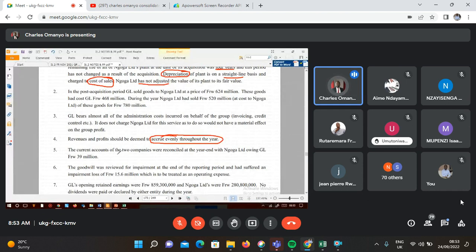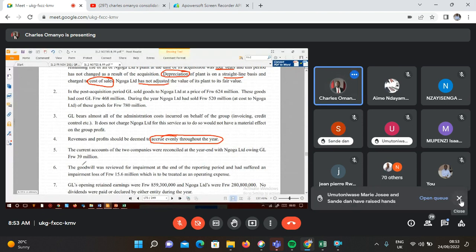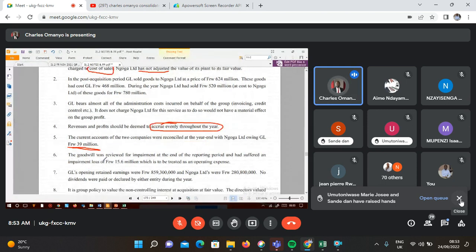The current accounts of the two companies were reconciled at the year end, with Ngonga Limited owing GL 39 million. This is called intercompany balances. I will explain it when I'm covering the balance sheet. Intercompany balances, when we are covering it after the break, we will see that it should be eliminated. Let us continue.